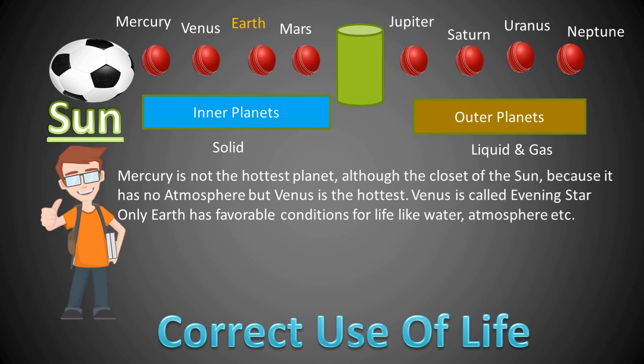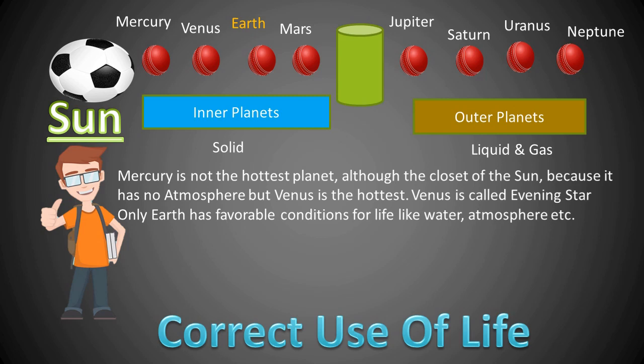Now, these 4 balls which are closer to the sun are inner planets, and those which are farther from the sun are outer planets. Inner planets are made up of rocks and have a solid surface, and outer planets are made up of gases and liquids, so they don't have any such surface.